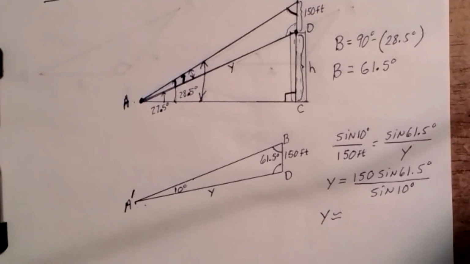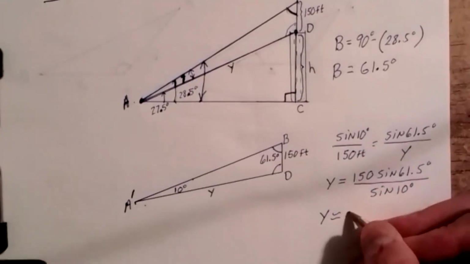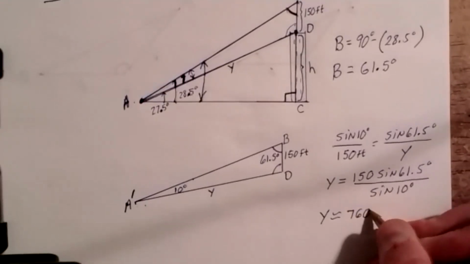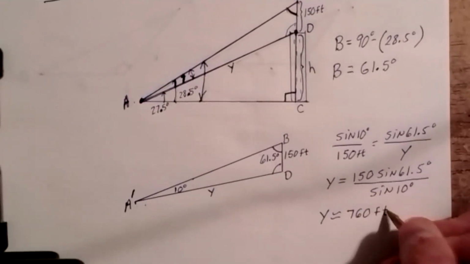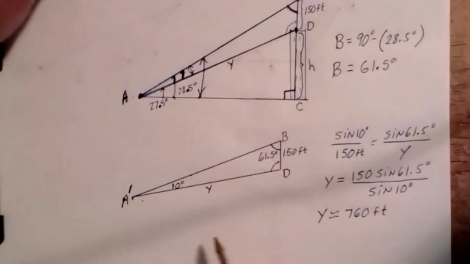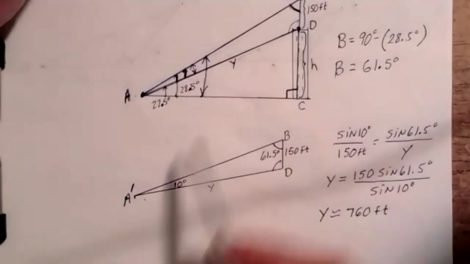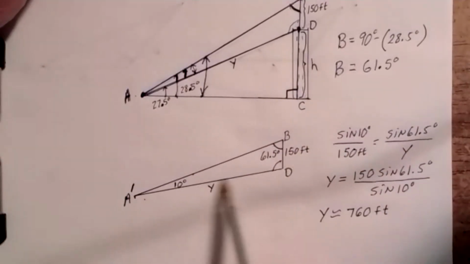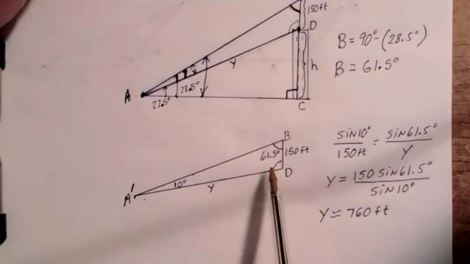I'm getting about 760 feet. Can anybody confirm that for Y? I got that as well. So now, ladies and gentlemen, we know Y. We know this side length here, Y, is 760 feet.